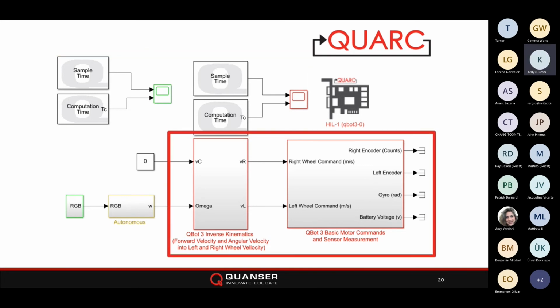The QBot 3 inverse kinematics and motor command subsystems send velocity information to the robot. We will focus on autonomous subsystems that will allow us to do image processing. So let's look how this works.